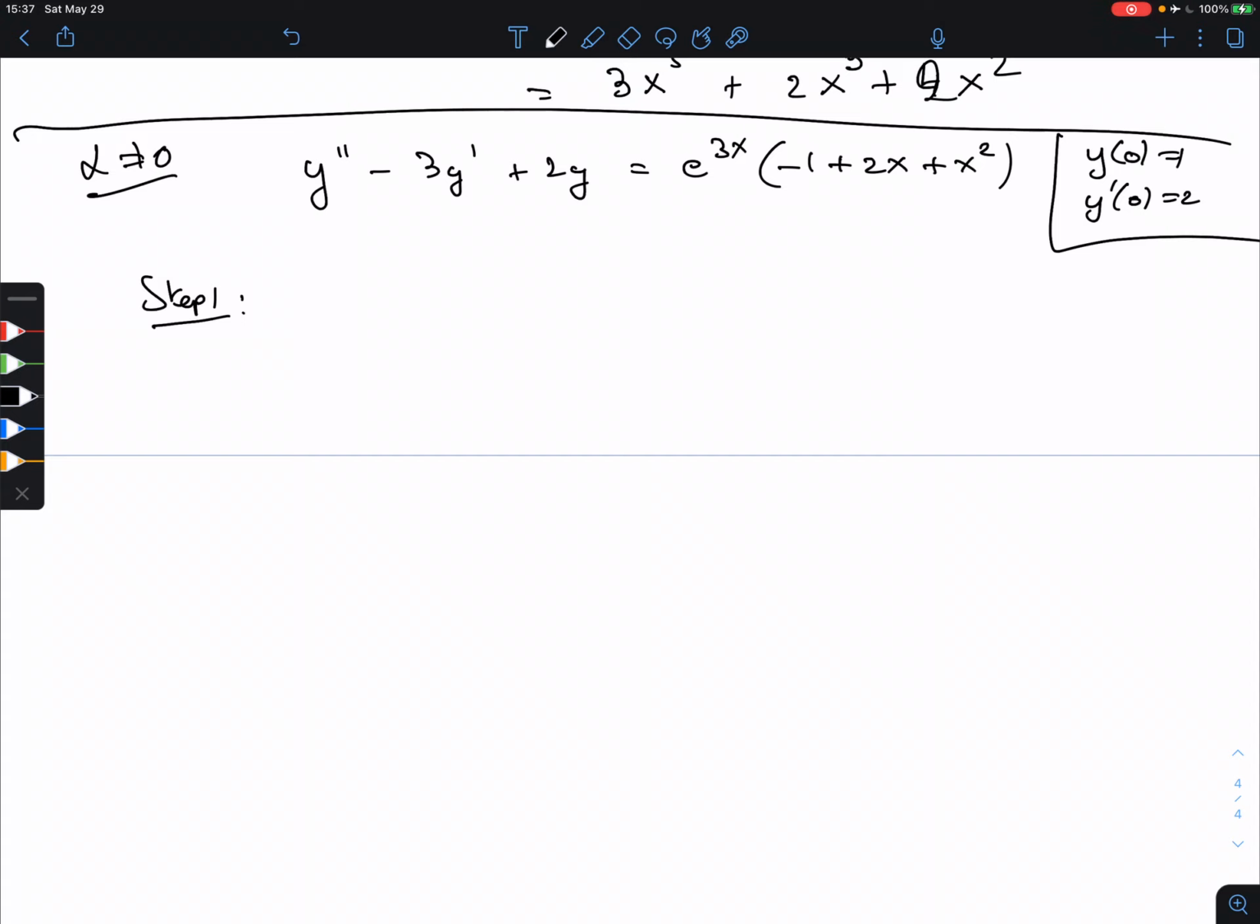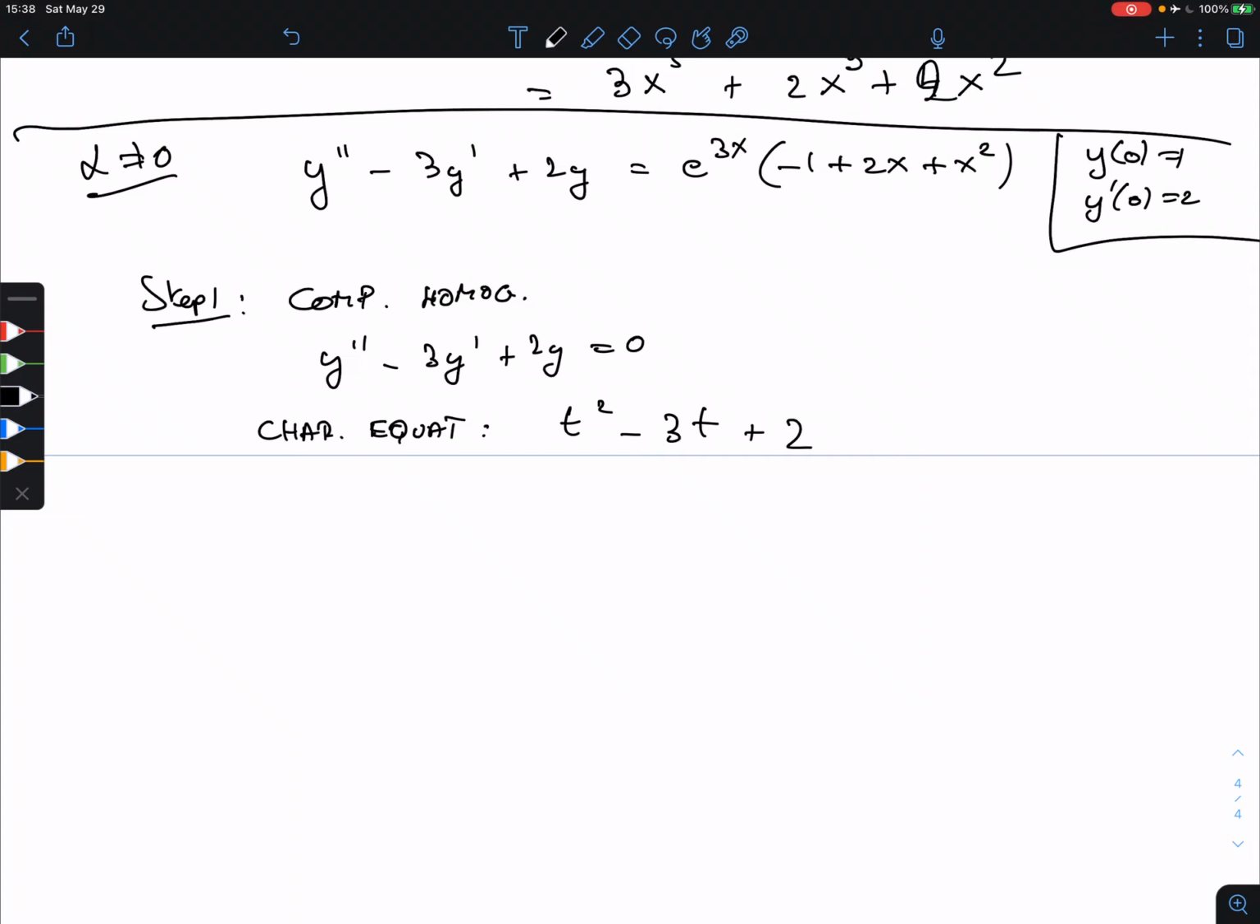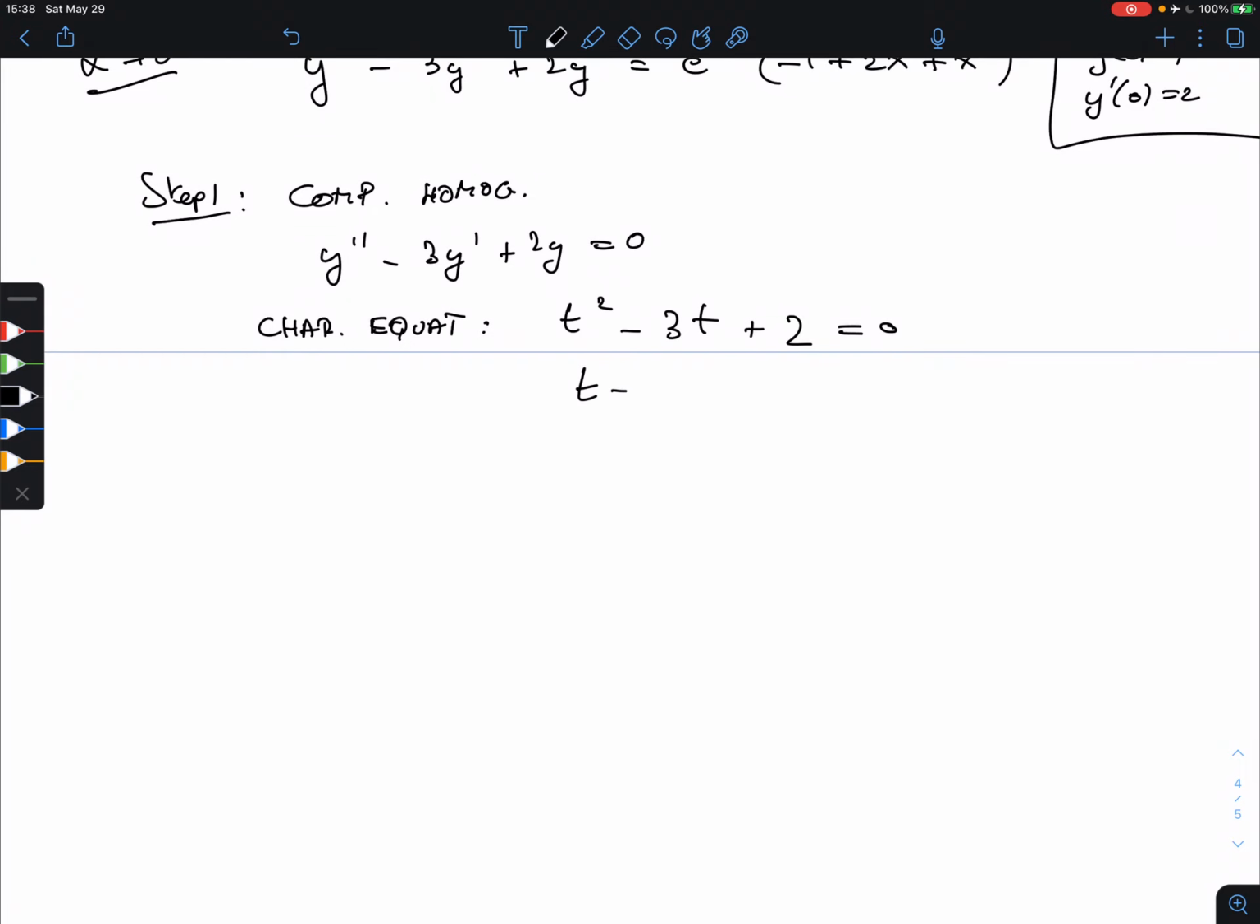Step 1 is, of course, the complementary homogeneous equation. That would be y double prime minus 3y prime plus 2y equals 0. And so immediately, because it has constant coefficients, we do the characteristic equation. Only when it's constant coefficients, we get t squared minus 3t plus 2. Of course, there couldn't be any x's in here, right? That would not be a characteristic equation. Okay, so we can factor this: t minus 2 times t minus 1. Are we all on board with that? Okay, so we find the roots. The two roots are t equals 1 and t equals 2.